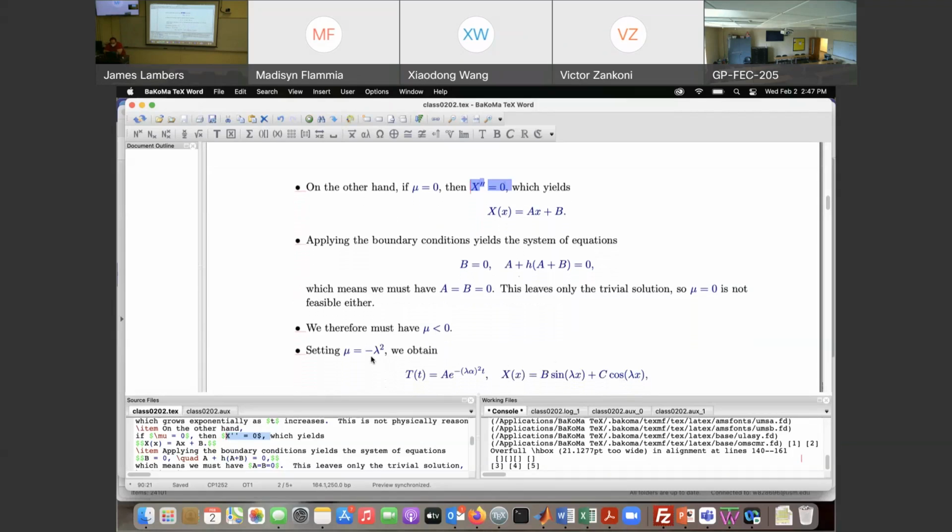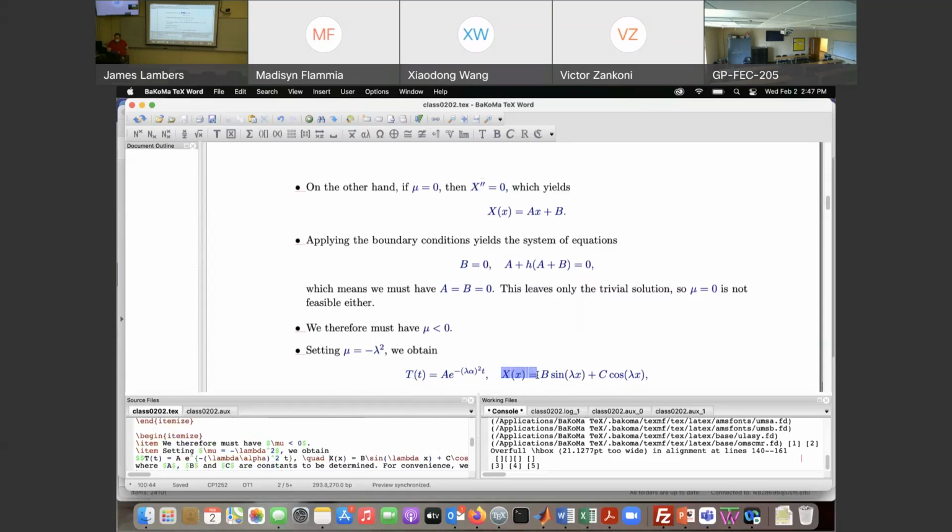So to reinforce that it's negative, I'm going to write mu equals minus lambda squared. So this will definitely be a non-positive number. In that case, this is what the solution to the time ODE is, that exponential, but now it's a decaying exponential, which is what we'd expect for a problem like this. And for the spatial ODE, this is our general solution. So it's some combination of a sine and cosine.